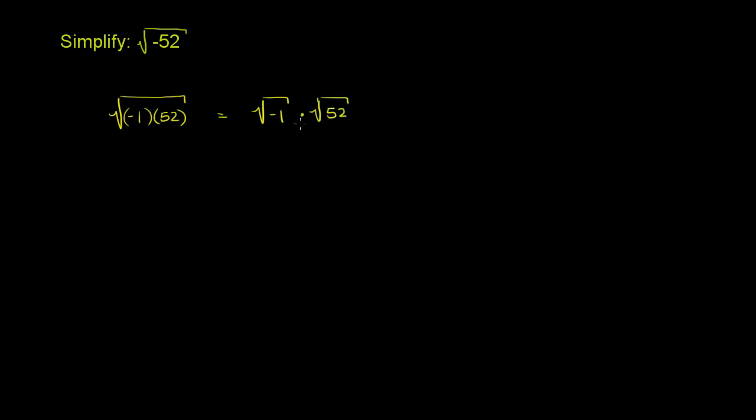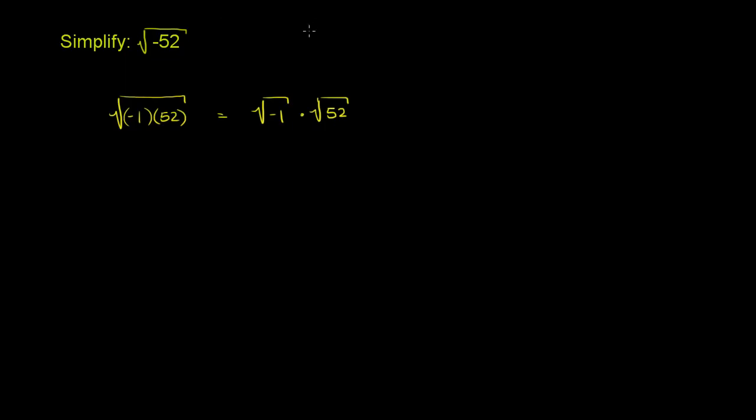Now, I want to be very, very clear here. You can do what we just did. If we have the principal square root of the product of two things, we can rewrite that as the principal square root of each, and then we take the product. But you can only do this if either both of these numbers are positive or only one of them is negative. You cannot do this if both of these were negative.